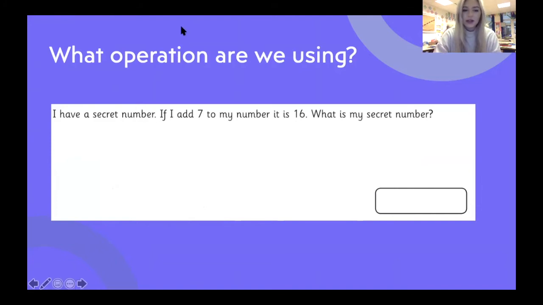If we wrote this out as a calculation, it would look like a missing number problem. If I add 7 to my secret number, I'm going to draw a question mark because we don't know what it is yet. 7 to my secret number, I get 16.